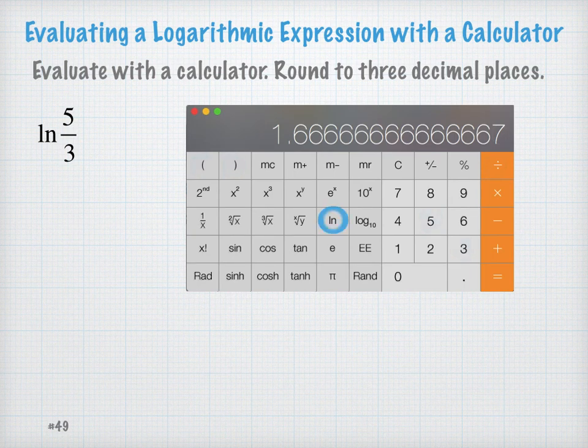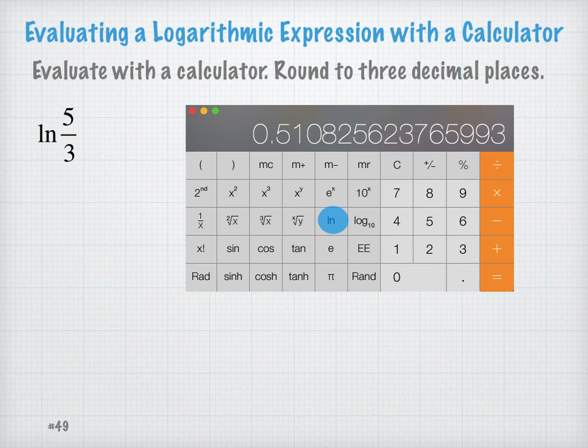After that, I'm going to press my natural logarithmic button, and then I get this decimal, which rounded to 3 decimal places becomes approximately 0.511. So that's simple enough. That's how I use my calculator to evaluate expressions.